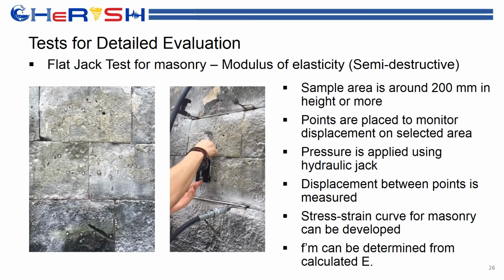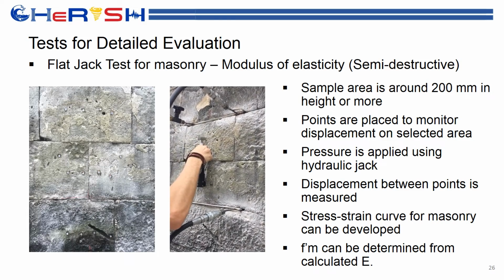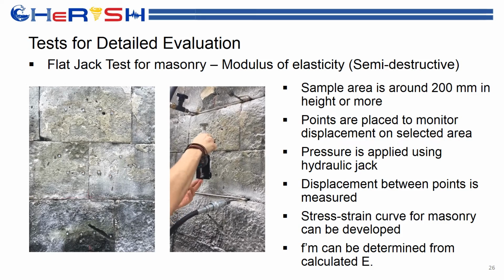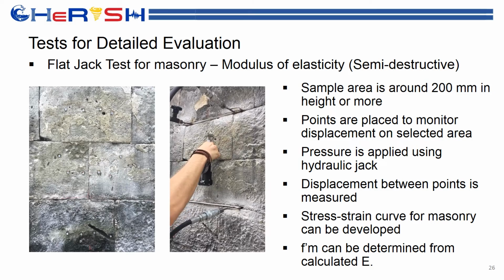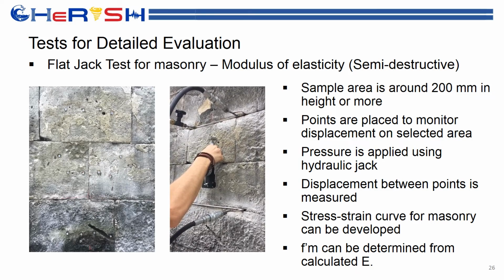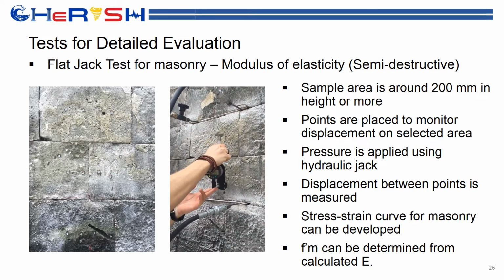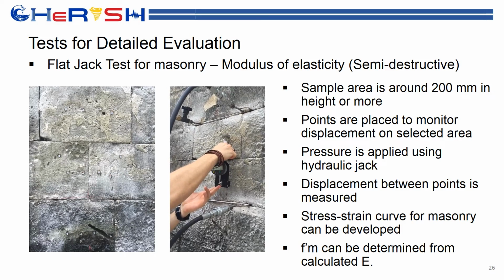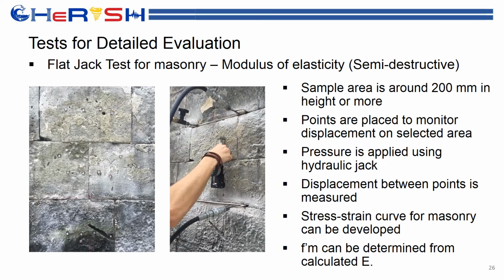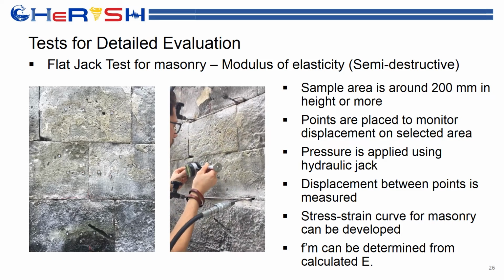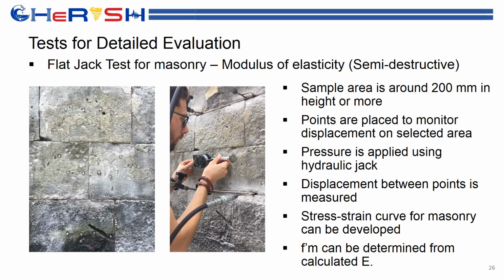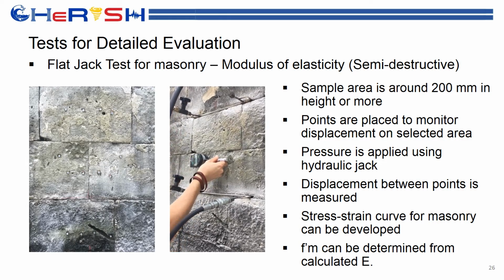They try to get a sample area around 200 millimeter in height, then place some monitor displacement in selected areas such as this one, and then pressure is applied in this flat jack using a hydraulic machine manually, and then displacement are measured between two points, and again, a stress-strain curve can be developed based on the measured displacement and applied load.